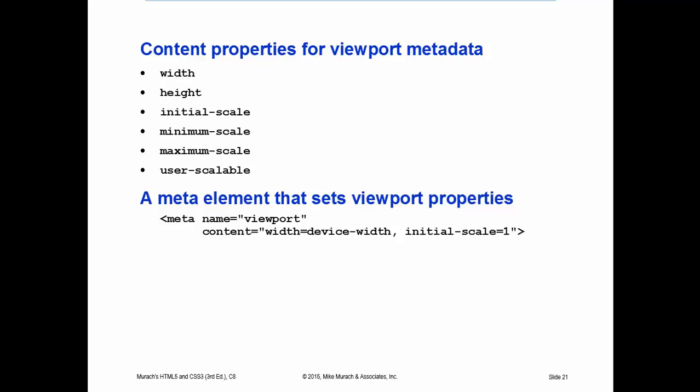So the viewport on a mobile device determines the content that's displayed on the screen. You use a meta element to control the viewport settings for the device, and you can see an example here. When you use media queries, you should set the width property of the content attribute to device-width, and you should set the initial scale property to 1. Okay.